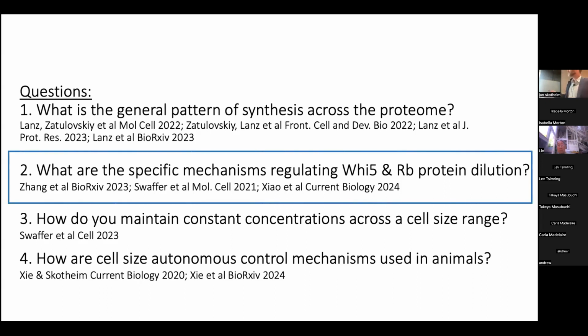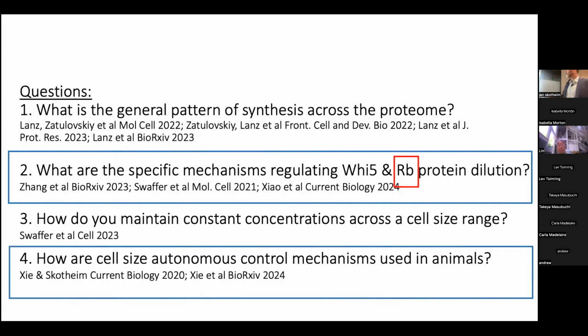So in the first half of the talk, I'm going to talk about what we've learned about the regulation of RB protein concentration dynamics. And then in the second half, I'm going to try to connect with the real physiology of this cell. So this is for you, Terry.